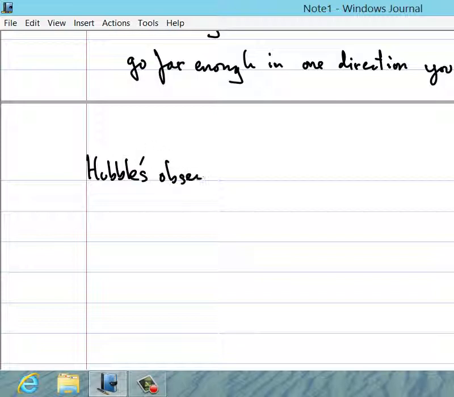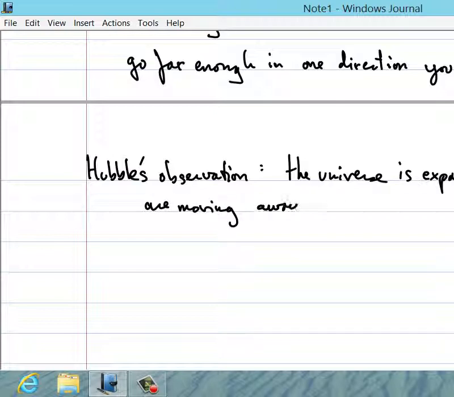So it turns out that Einstein's model of the universe was invalidated, and indeed essentially all of cosmology was invalidated by Hubble's observation, which is that the universe is expanding, and that, in particular, galaxies are moving away from us at a velocity which increases with their distance from us.